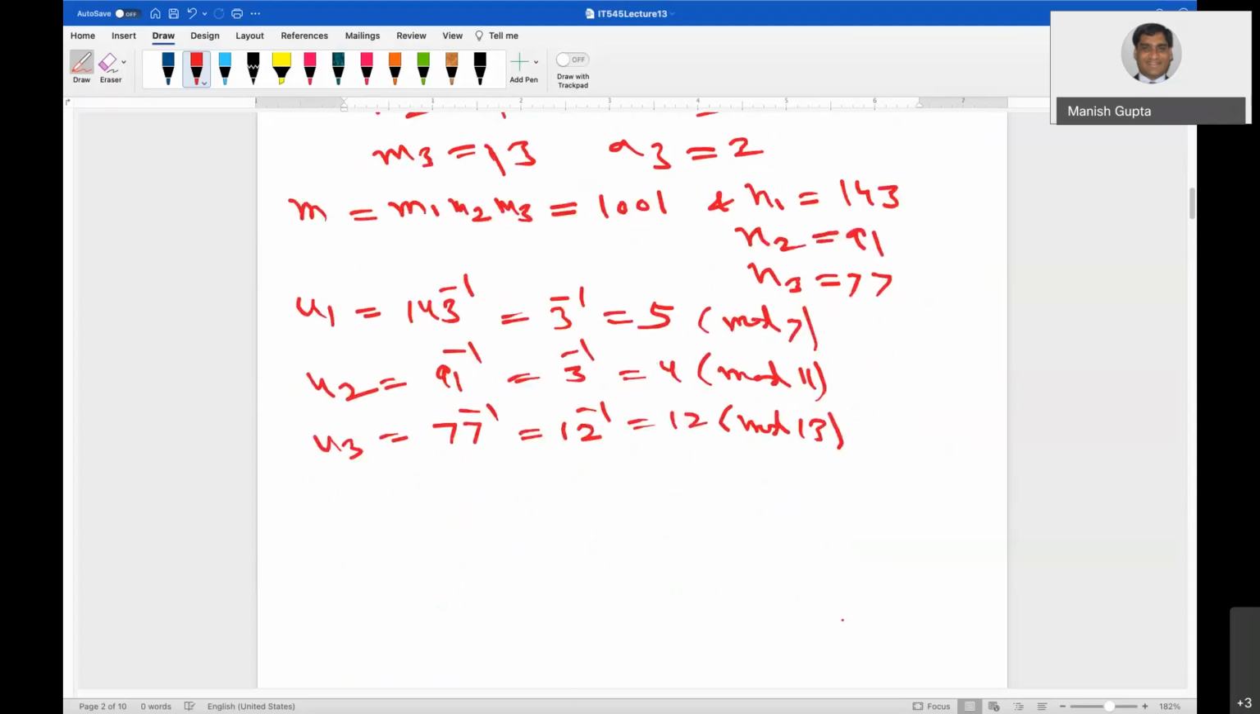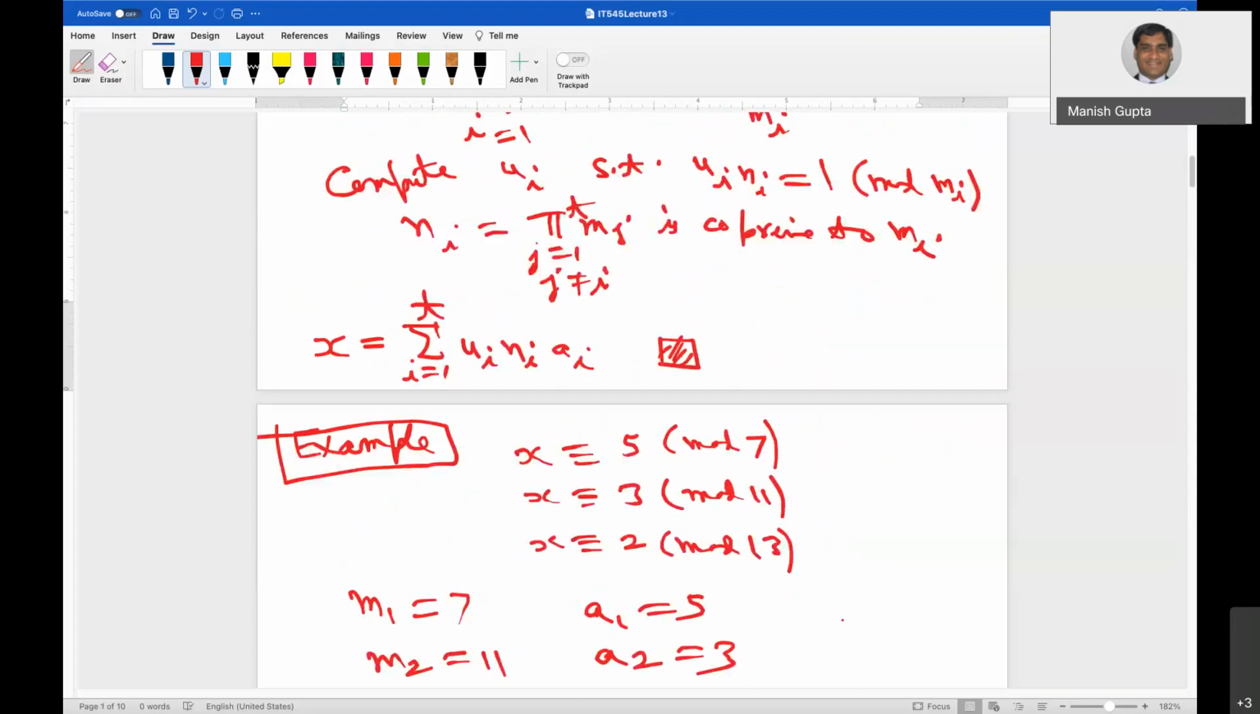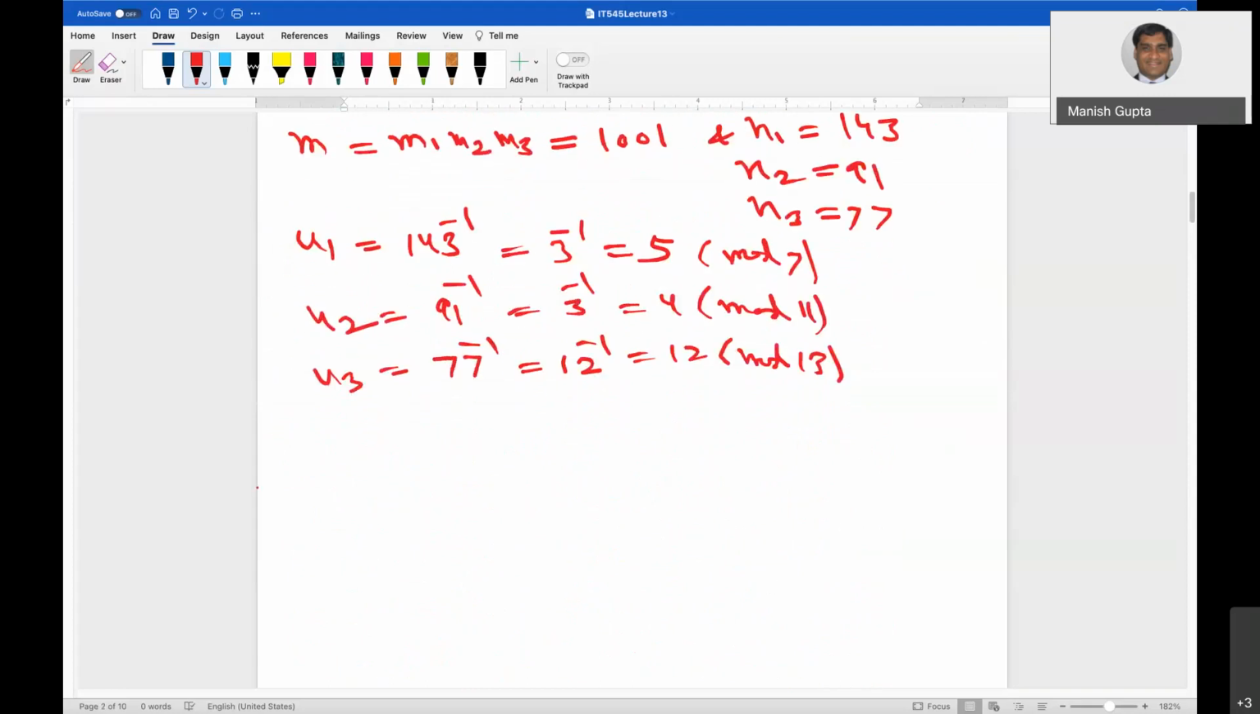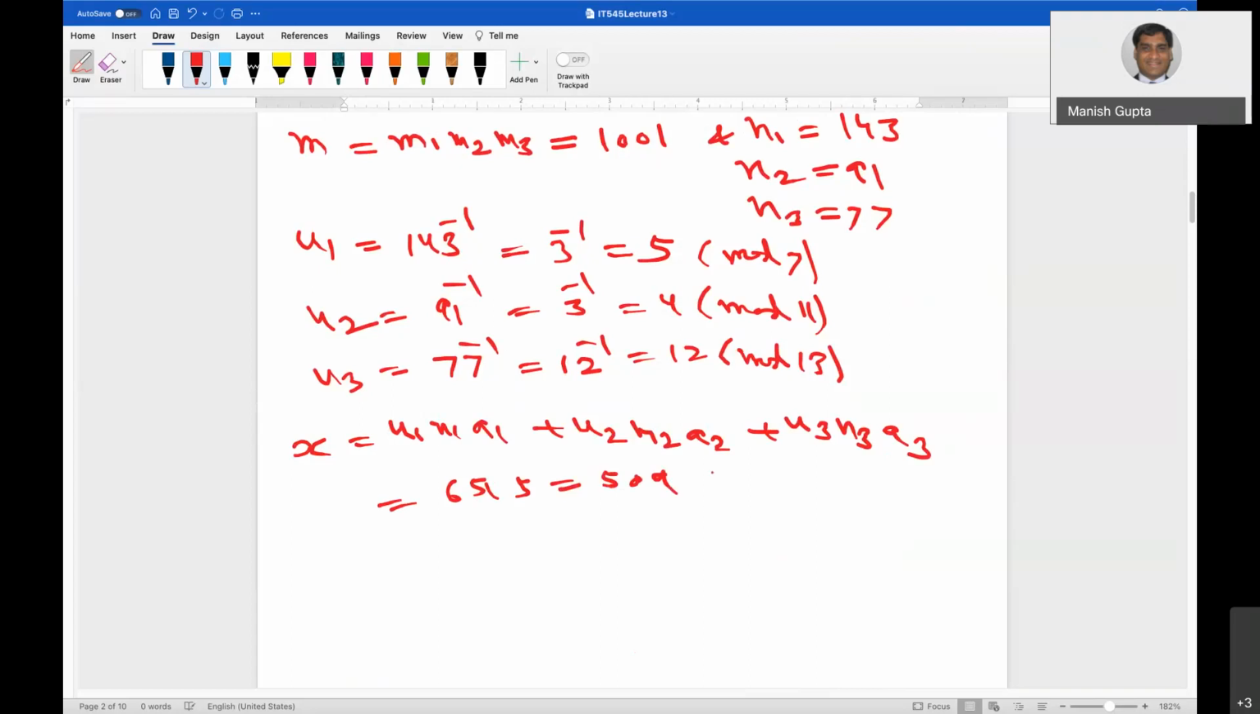So for the simultaneous solution, once we have the ui's, we know ui, we know ni, we know ai, so I can compute x by this formula. x will be u1 n1 a1 plus u2 n2 a2 plus u3 n3 a3, and this turns out to be 6515, which mod 1001 is 509. This is your m, right? So this is a solution. Answer is 509.